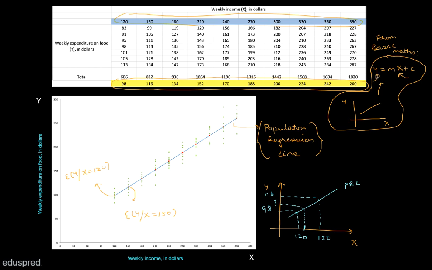I want you to have this knowledge and try to think about what the equation of the population regression line is. Even this is a line, so it is going to follow a structure similar to this. So think about this, and I will cover this in my next video.